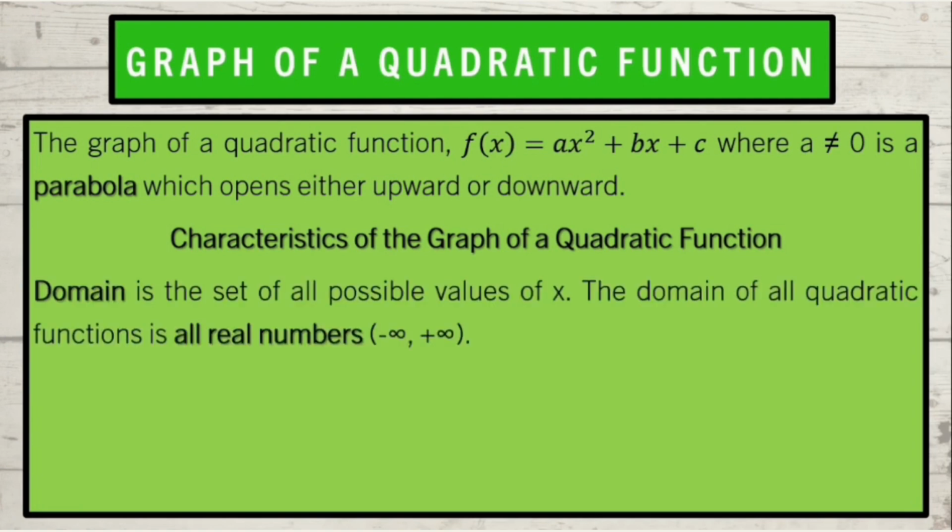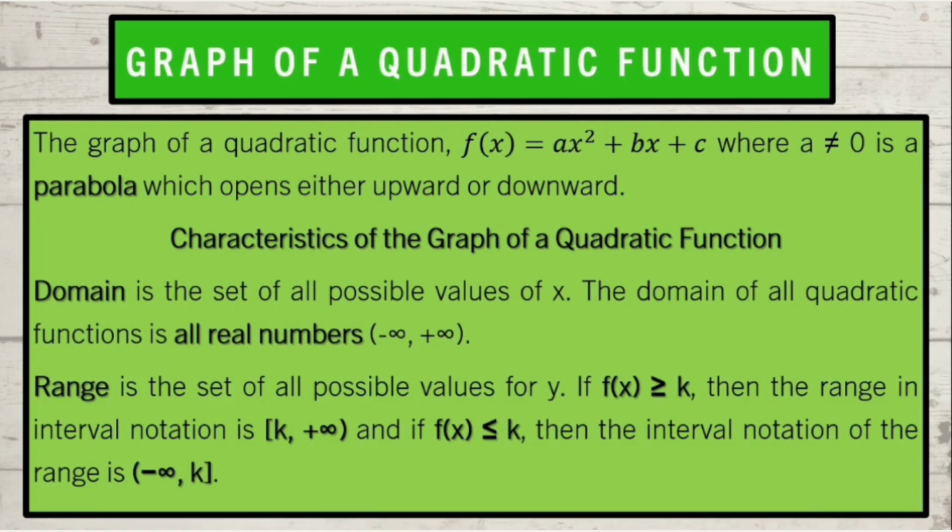We have the domain, which is the set of all possible values of x. The domain of all quadratic functions is all real numbers, meaning from negative infinity up to positive infinity. We have the range. It is the set of all possible values for y. If f(x) is greater than or equal to k, then the range in interval notation is k up to positive infinity. And if f(x) is less than or equal to k, then the interval notation of the range is from negative infinity up to k.